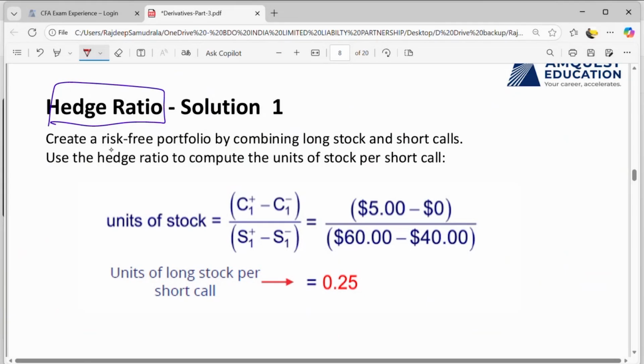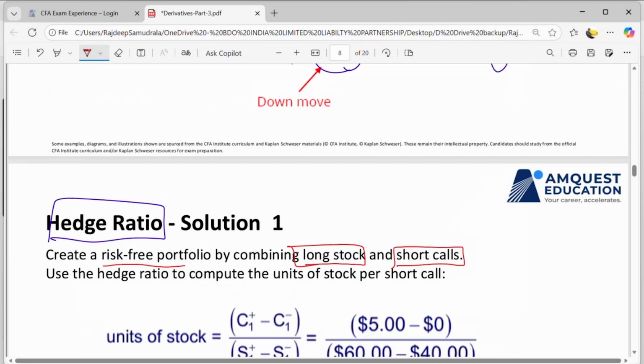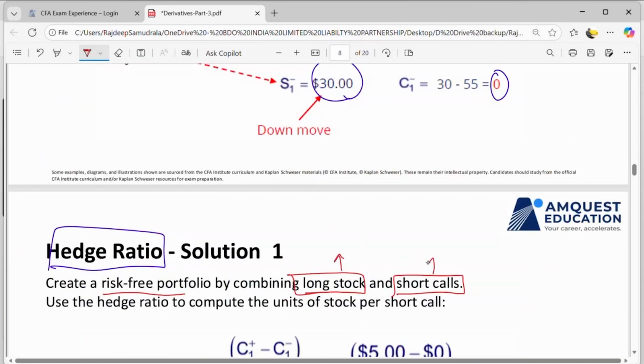Before we go to solution. Hedge ratio is where I'm trying to hedge my losses. Just now I said that if it goes up, goes down, then it will be this much, but how do I ensure that I'm always protected? To do that, I can do something like this. I can buy stocks and I can short calls. Okay. Now let's understand the meaning of this. What is the meaning of buying stock and shorting calls?